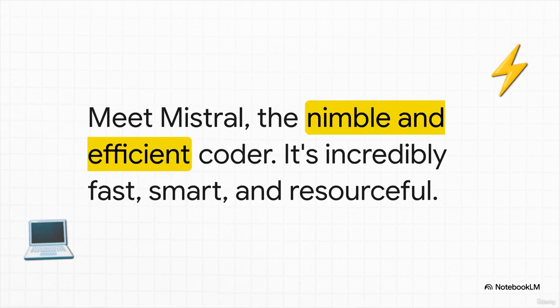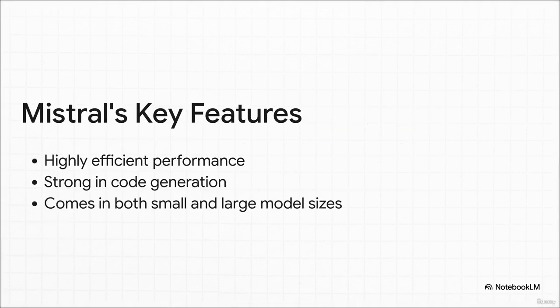Okay, next on our list is Mistral. Think of this one as the nimble, super efficient coder in the group. Mistral isn't trying to be the biggest model out there. Its whole game is about being incredibly fast, really smart, and super resourceful. The reason people love Mistral is that it delivers incredible performance without needing a monster supercomputer to run it. It's especially good at writing and understanding code. Plus, it comes in a bunch of different sizes, which means you can run a version of it on pretty much anything, from a regular laptop all the way up to a beefy server.